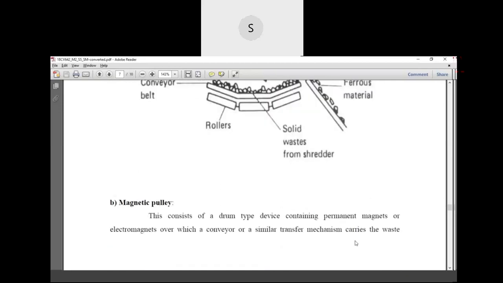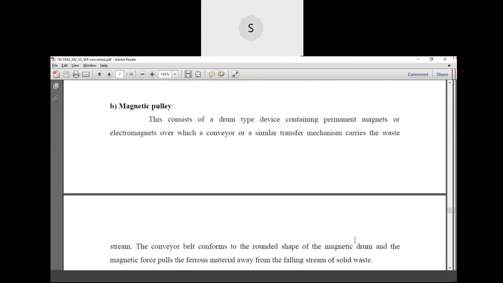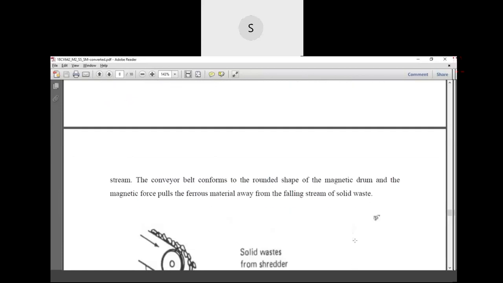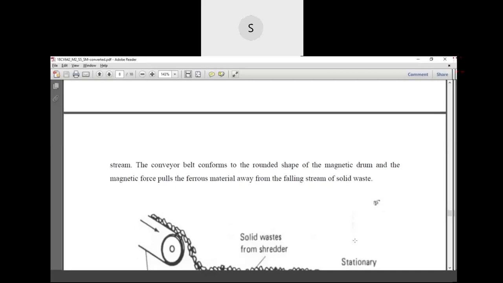So that will be collected in the container. Another one is the magnetic pulley. This consists of a drum type of device containing permanent magnets and electromagnets, over which the conveyor or similar transfer mechanism carries the waste stream. The conveyor belt conforms to the round shaped magnet drum, and magnetic force pulls the ferrous materials away from the falling stream of the solid waste.